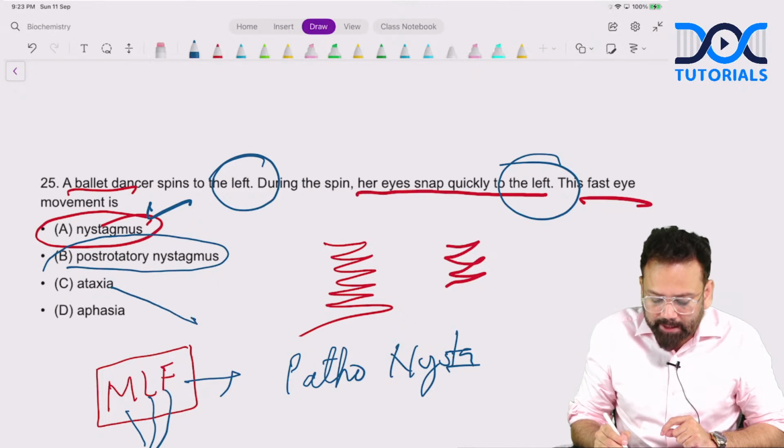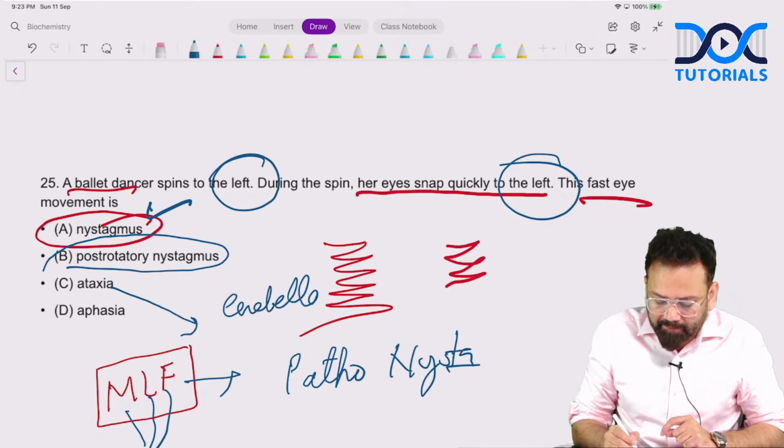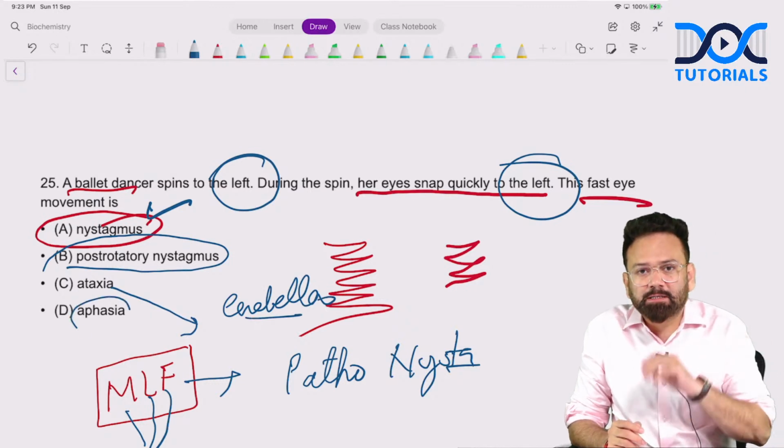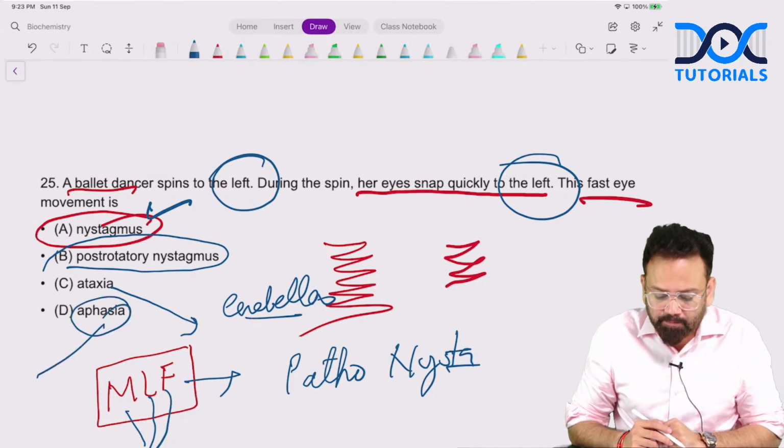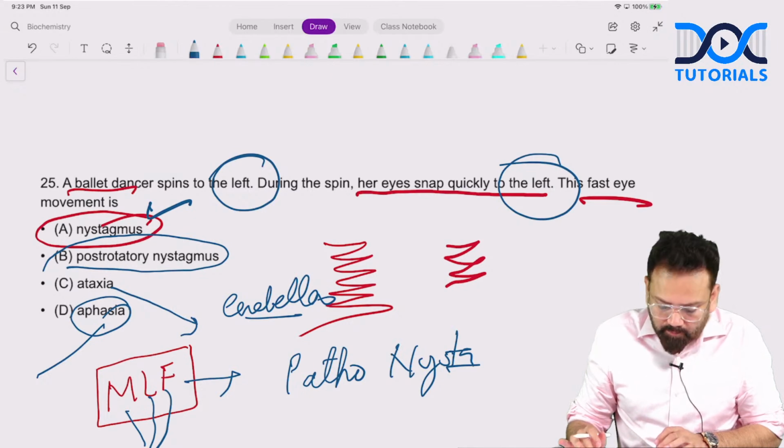Ataxia you will get in cerebellar lesion. Aphasia you can get Broca's aphasia, Wernicke's aphasia. There are so many aphasias. Am I clear? Okay.